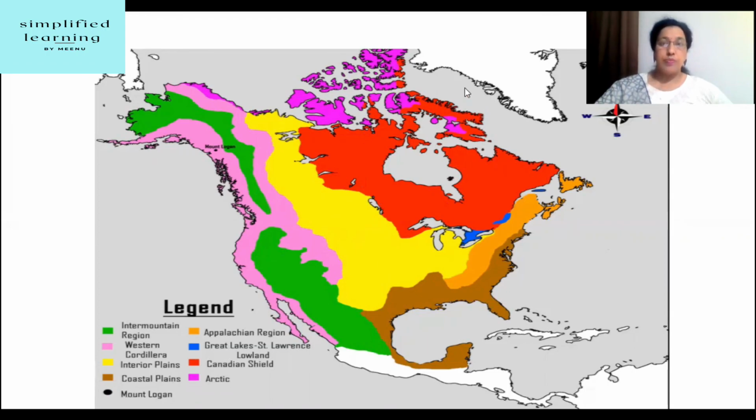Clear? So students, I hope you have understood the four physical divisions of North America and the location of different rivers in North America.